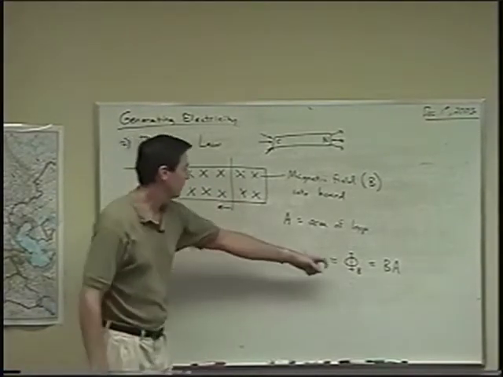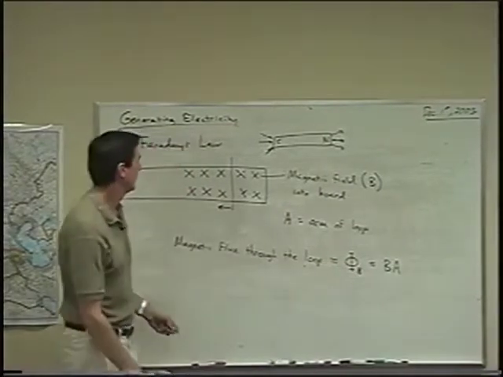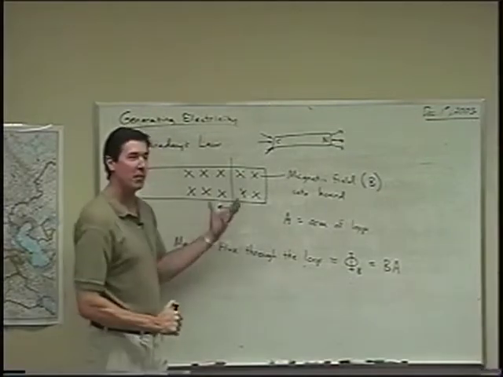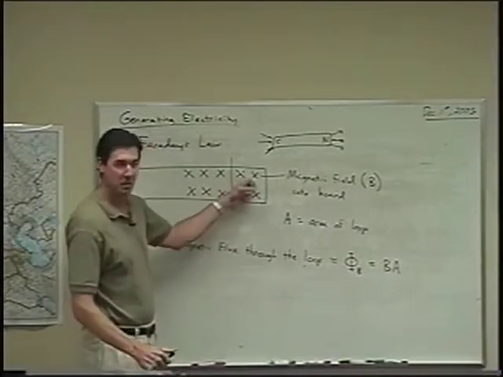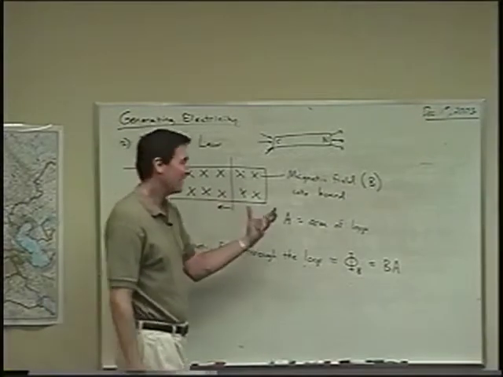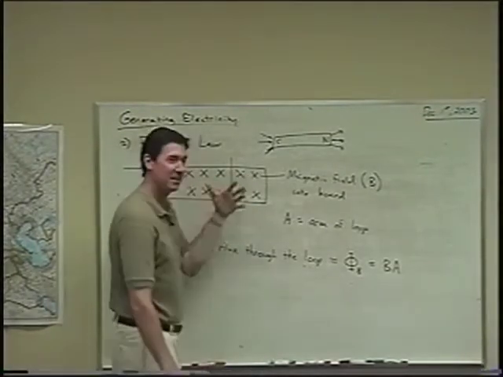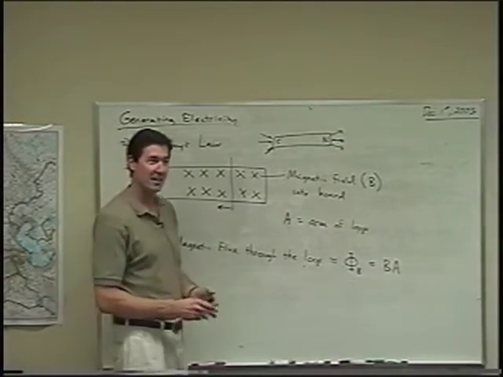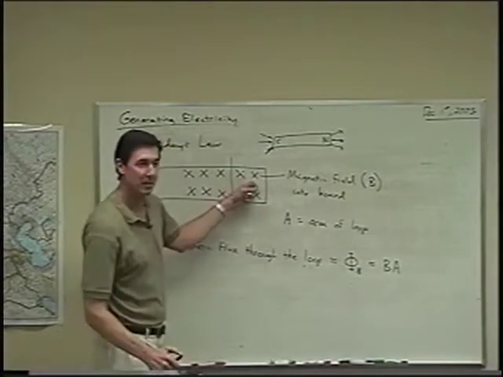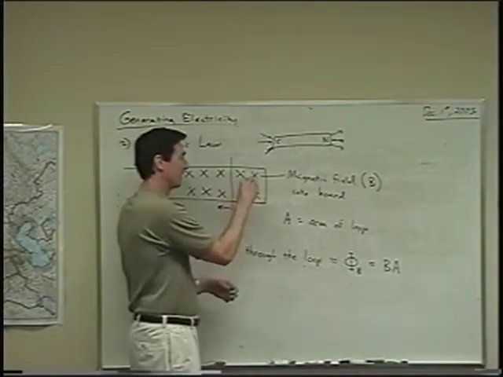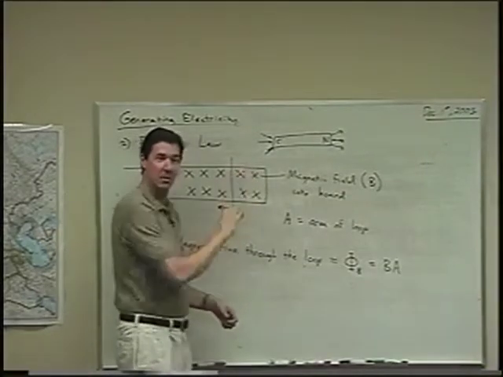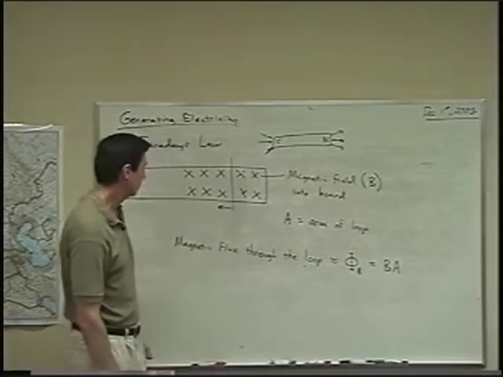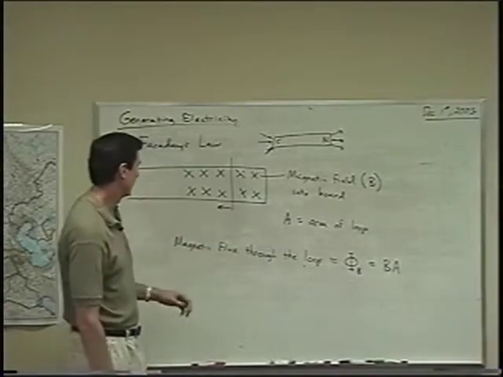Well, you can think of this flux that he defines as the total amount of magnetic field lines going through the loop. So that immediately keys you in that there are two things that are important. The total magnetic field going through the loop is going to depend on the intensity or strength of that field and the total area that field covers through the loop. Okay, so that's flux.